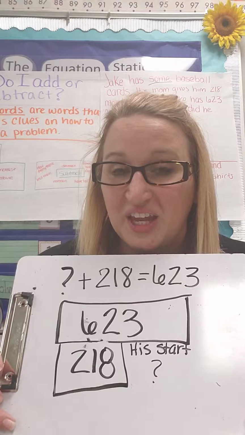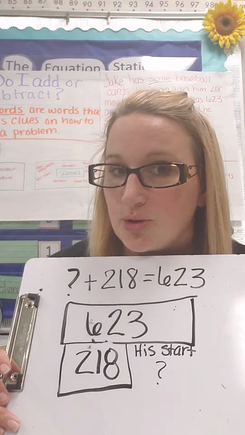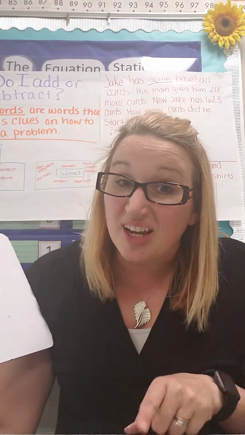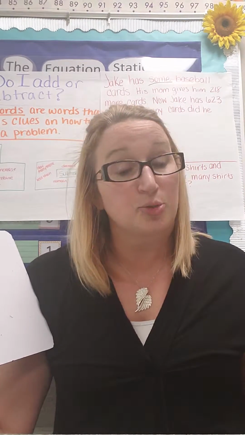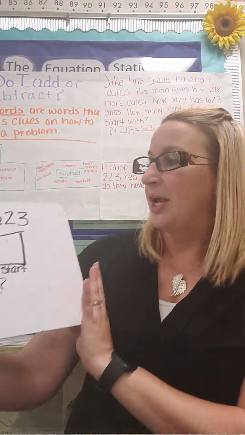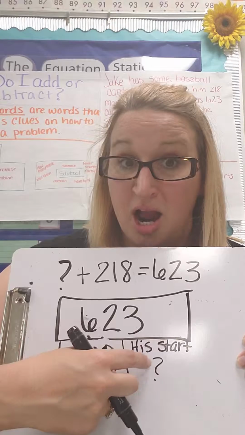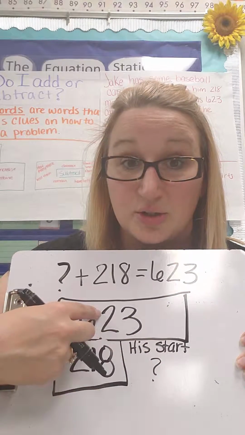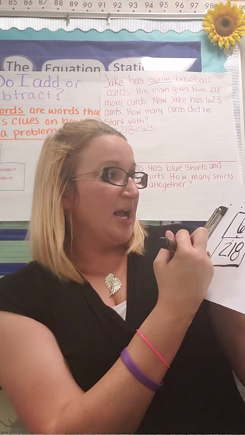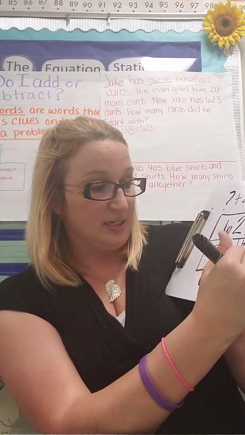Well, one good thing about addition is if you don't know this part, you can always subtract. Remember in one of my videos, I stated you can check addition with subtraction and you can check subtraction with addition. Always. It goes hand in hand. They're related. They're like family. So we have 218, which is our part. We have our unknown part, and we have our total, which is 623. So I'm going to take 623 subtract 218.